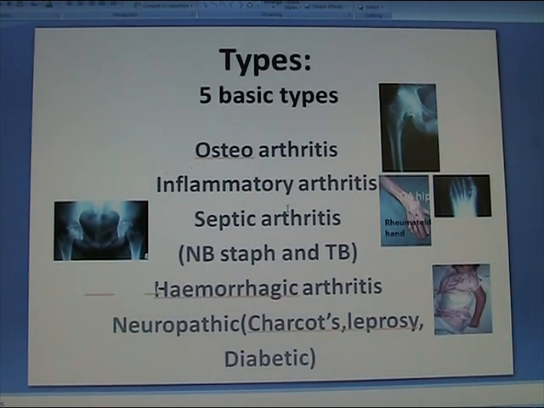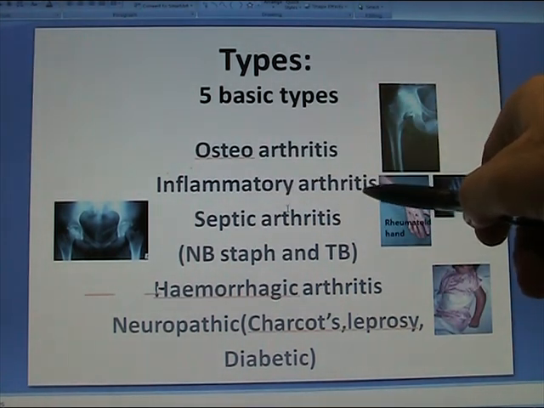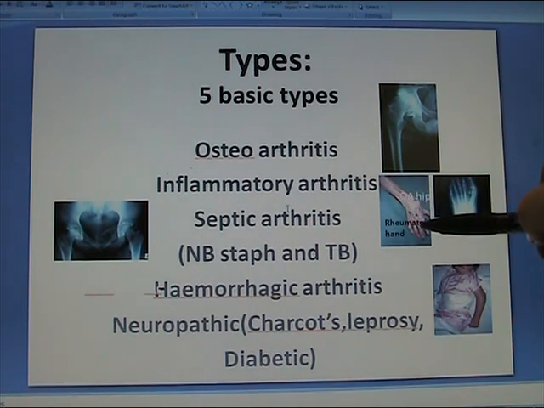There's osteoarthritis where the joint is worn out, x-ray of the hip, loss of joint space, sclerosis, osteophytes. Inflammatory rheumatoid arthritis is an inflammatory process, here involving the hand, gross deformity, or the foot. It can also involve the spine, shoulders, elbow, hip, wrist, hand, hip, knee, foot, ankle.